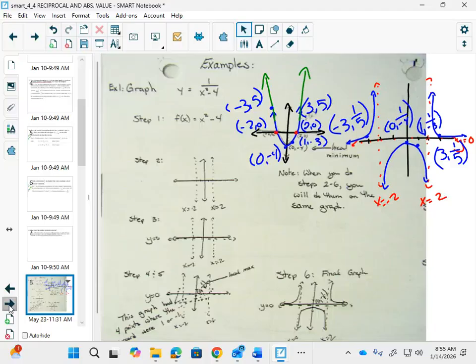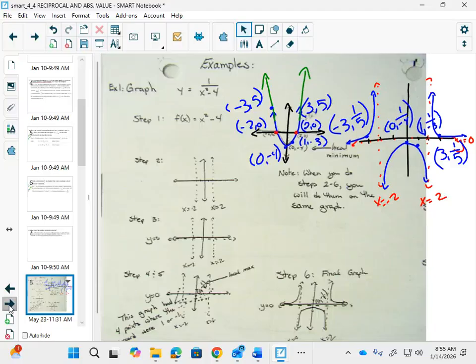But this is the idea. You draw your original graph. You draw your asymptotes. And then you just take every y-coordinate and change it to 1 over that y-coordinate to get new points. Once you've got points in each of your sections, just like you did in Chapter 2 with rational graphs, you draw your graphs towards your asymptotes. In fact, you did this in grade 11. This was reciprocal graphs of parabolas and lines. You did in grade 11.